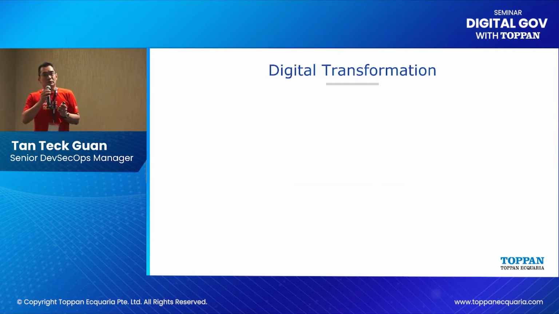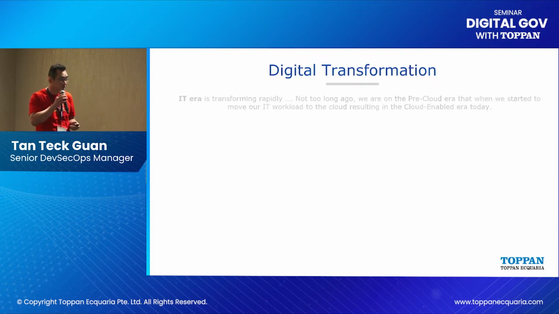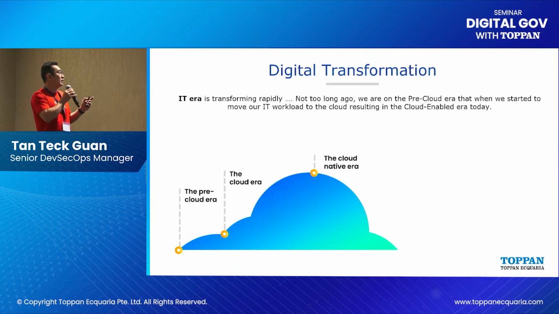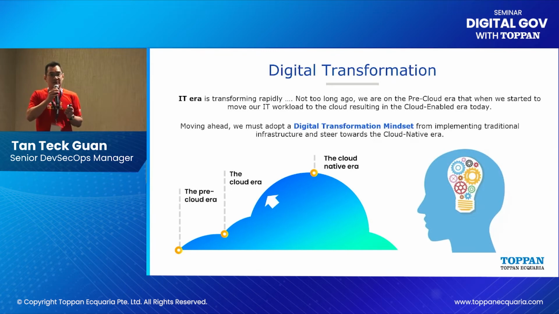Maybe to that question of why move, our answer to them is the keyword digital transformation. Not too long ago, in fact, a few years ago, we still had our own infra in the traditional manner, hosted on hardware. That was the pre-cloud era, and we are now moving our IT workload to the cloud era today, resulting in the cloud-enabled era. Today, I think our mindset must tune to this digital transformation mindset: we have to stop implementing traditional infrastructure and start to move towards the cloud native era.